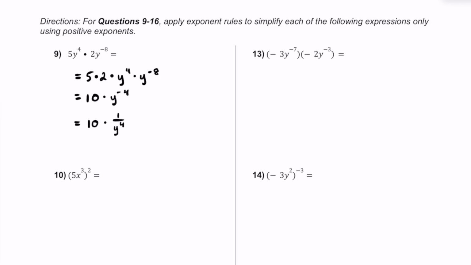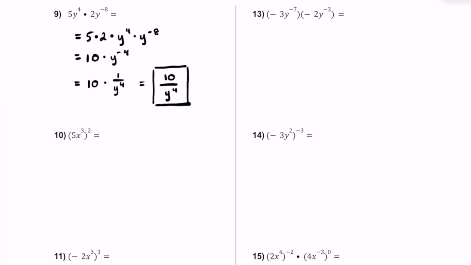It just means that's the reciprocal. So we can go ahead and write our final expression here as 10 over y to the 4th power, right? That would be our most simplified expression here using only positive exponents. All right, let's check out number 10.